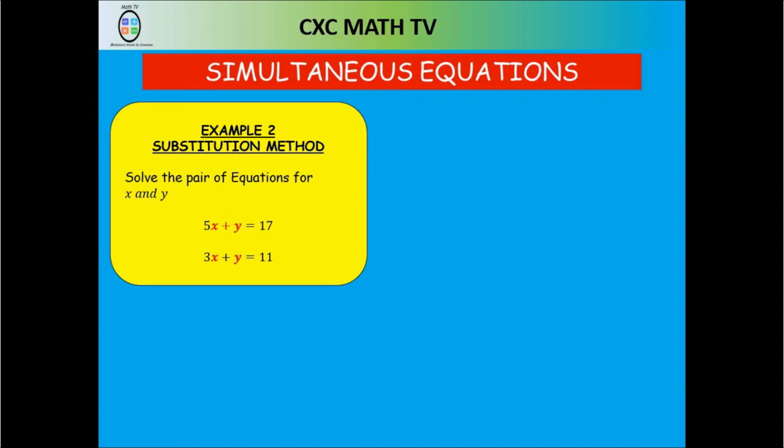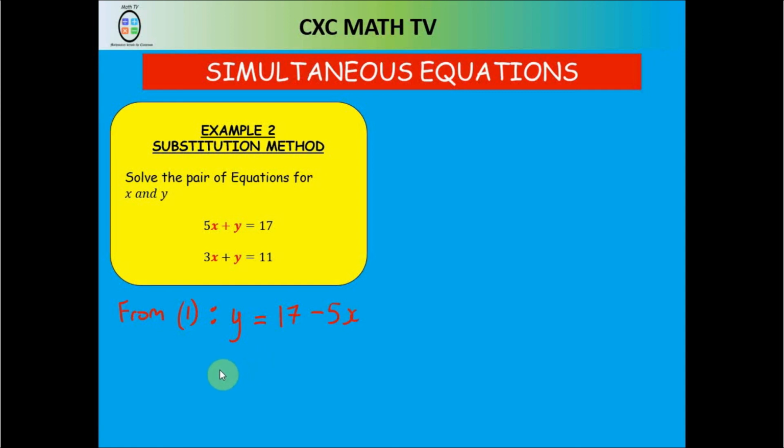So first thing, we identify the variable that we want to substitute for, right? So we're going to identify the variable and I'm going to choose equation 1. So from equation 1, let's make y the subject. So y would be equal to, we would bring over the 5x, so y is 17 minus 5x. That's what we're getting from equation 1.